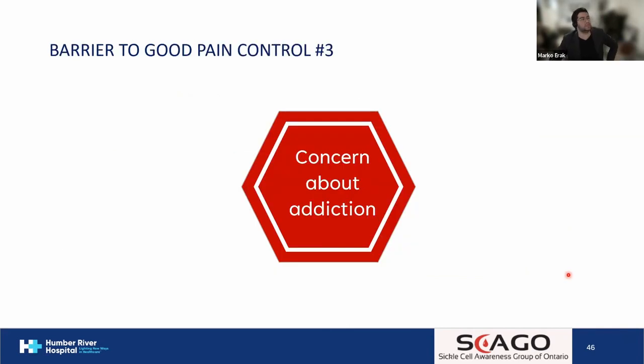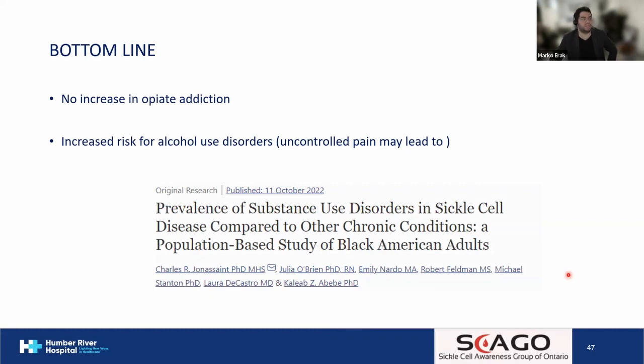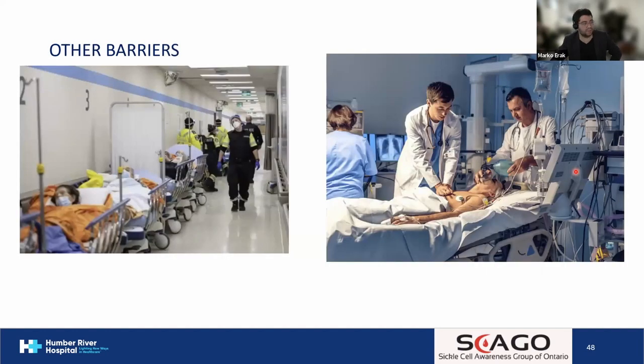Almost done, promise. So this is the last one, the concern about addiction. This is what I want to say. There's no increase in addiction to opiates. I think this concern needs to be put to rest. If anything, because we're treating pain so poorly, patients may look for other avenues to dull or manage their pain. And there is some suggestion in a recent article that individuals with poorly controlled sickle cell pain are at a risk of alcohol use disorder, which is horrible. But ultimately, this thought that giving opiates to an individual with pain will cause an addiction, while true in the grand scheme of things of pain management, in the specific population of sickle cell patients has not been shown to increase the risk of addiction.